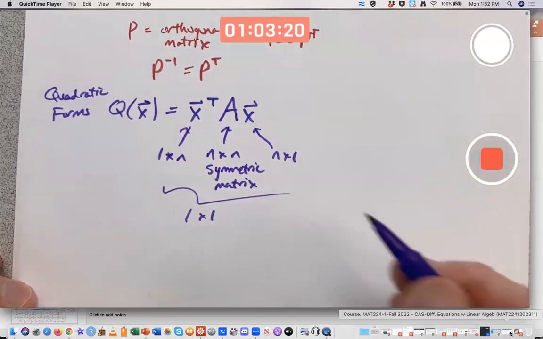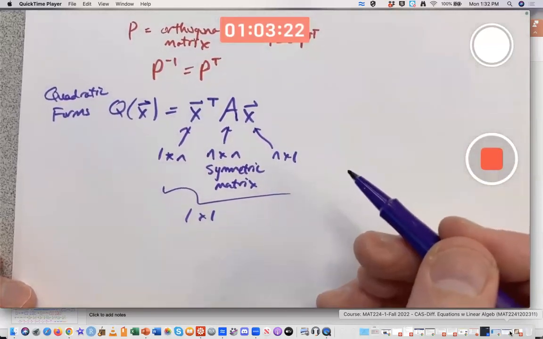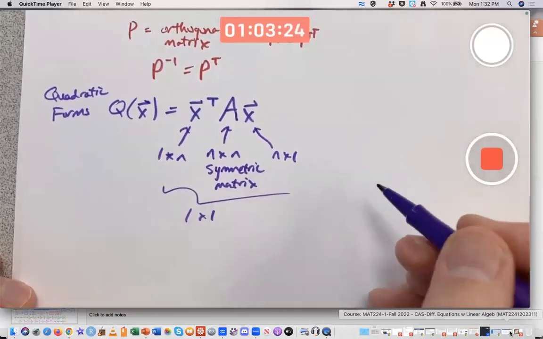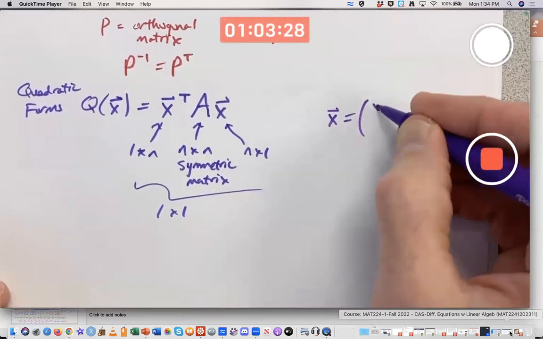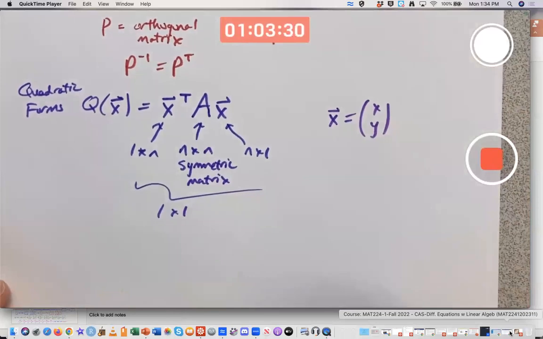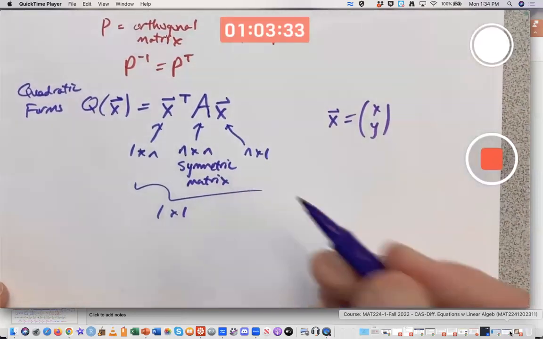In the examples we do, n is 2. And you get some quadratic function of the variables. If vector x has components little x, little y, no vector symbols, you get a quadratic function of x and y.